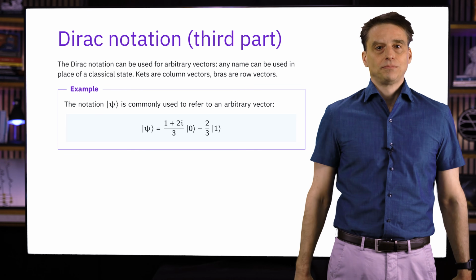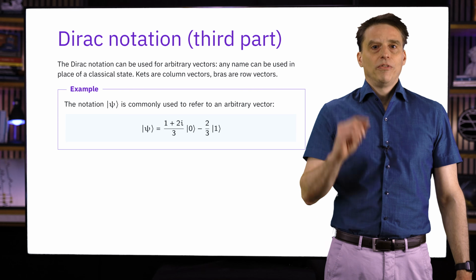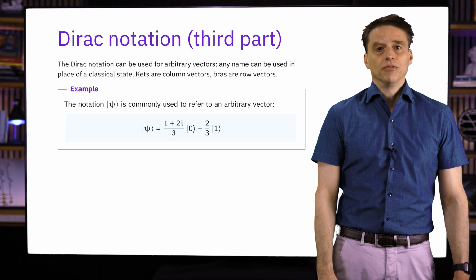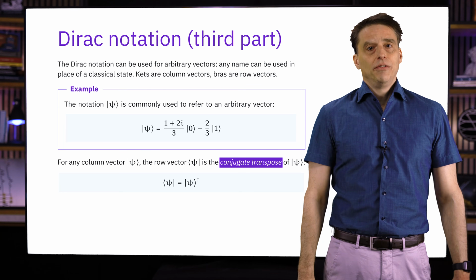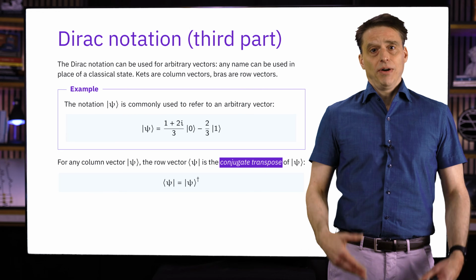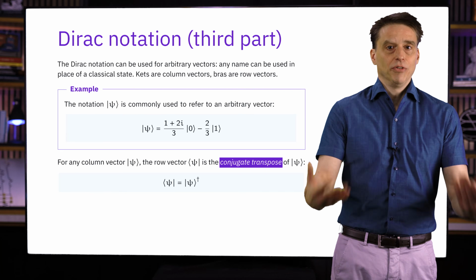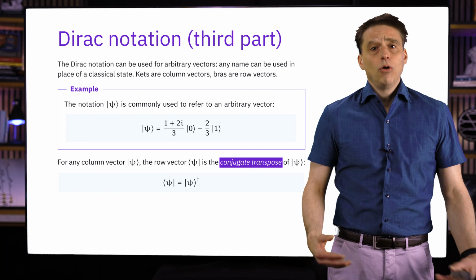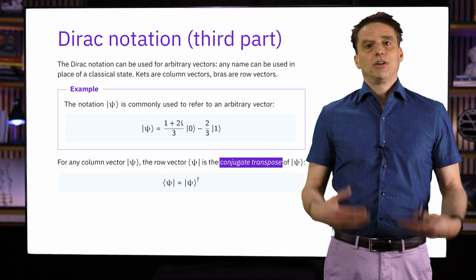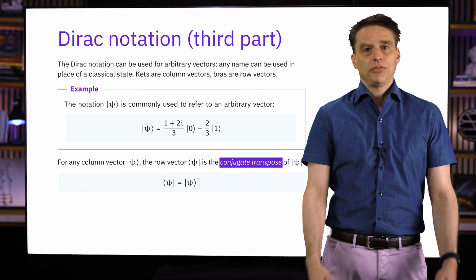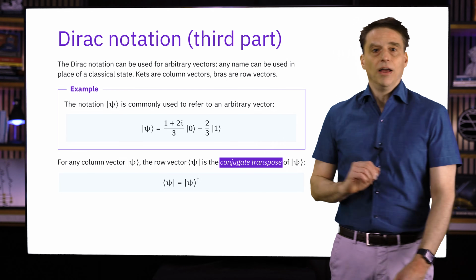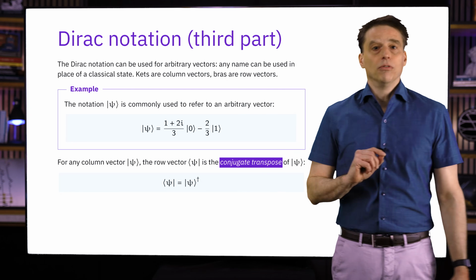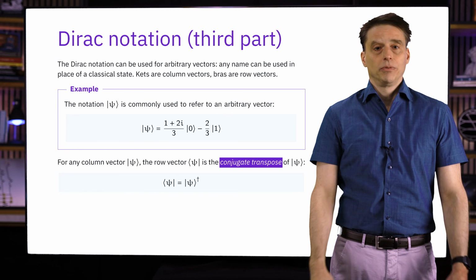There is one very important rule for using the Dirac notation for arbitrary vectors, and that is that if you have a column vector that you've decided to write as ket psi, for instance, or it could be a different name inside of a ket, then the row vector bra psi is understood to be the conjugate transpose of the vector ket psi. And here this is written as an equation where this dagger right here refers to the conjugate transpose.